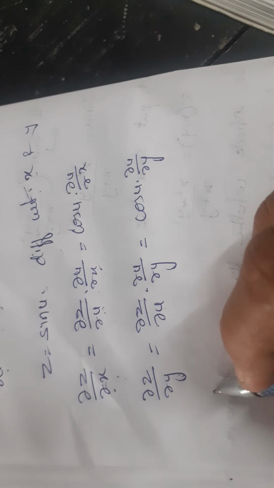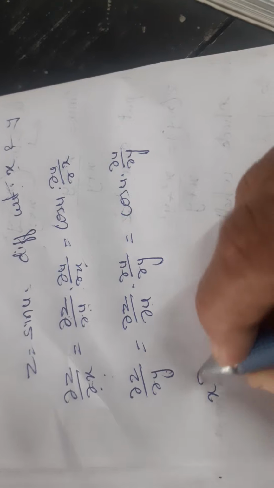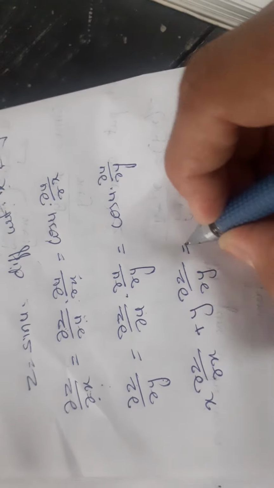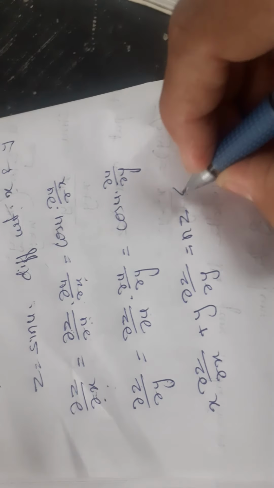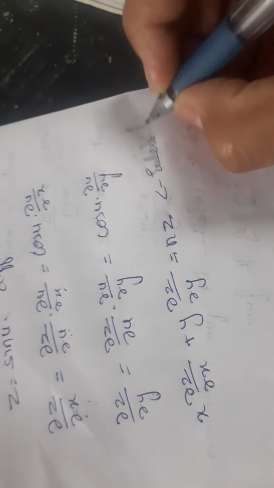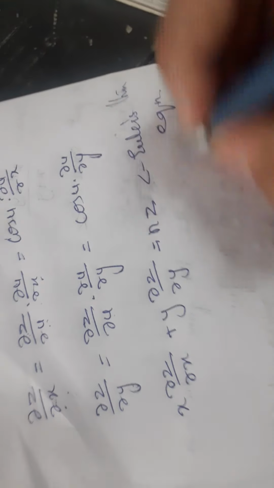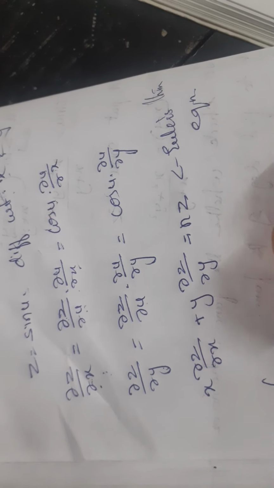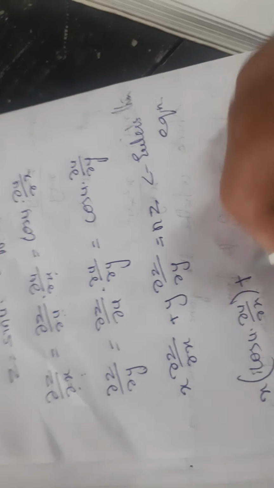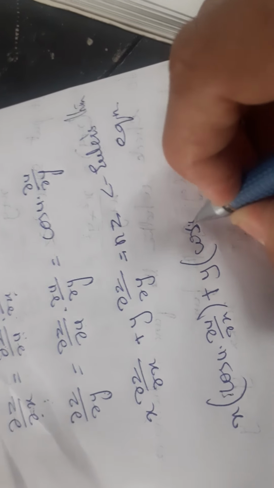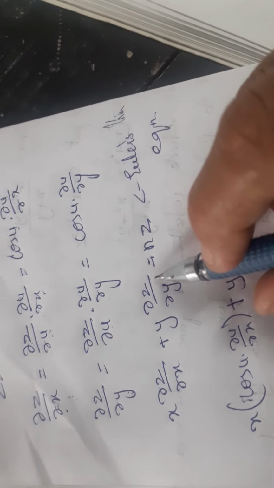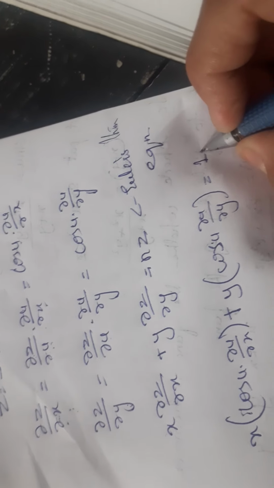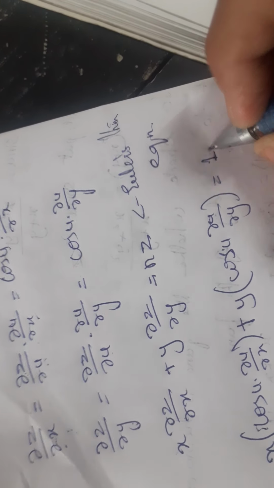So what we have to do? We will substitute this in our Euler's theorem equation, that is x dou z by dou x plus y dou z by dou y is equal to nz. Okay, that is our Euler's theorem equation. So x, what is our dou z by dou x? Dou z by dou x is nothing but cos u dou u by dou x, plus y cos u dou u by dou y is equal to n. n is nothing but 1, and what is our z? z is nothing but our sin u.